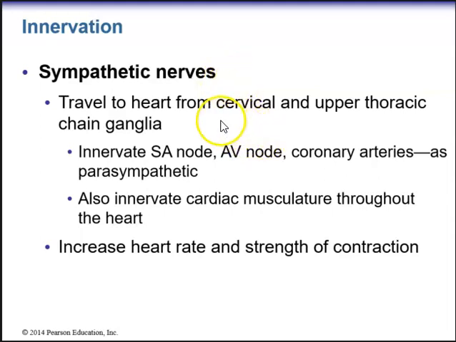Now, sympathetic nerves will travel to the heart from the cervical and upper thoracic chain ganglia and will innervate the SA node, the AV node, and the coronary arteries, just like the parasympathetic nerves. They will also innervate cardiac musculature throughout the heart. Sympathetic nerve innervation will increase heart rate as well as strength of contraction, because we want more blood pumping if we want to run away or if we want to, you know, fight an incoming dinosaur or any sort of monster or whatever. So that's why we want to increase heart rate as well as the strength of contraction to pump more blood to the rest of our body.